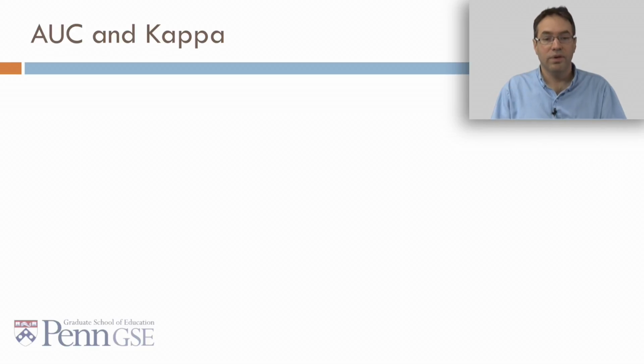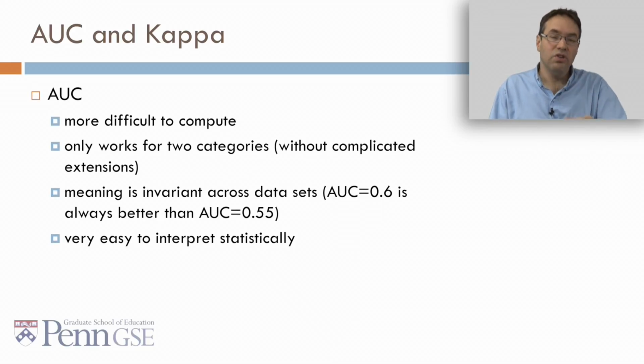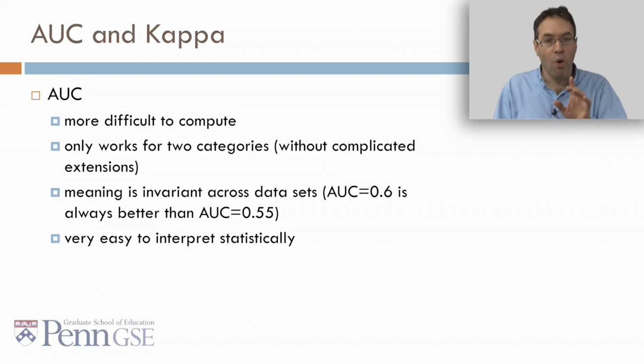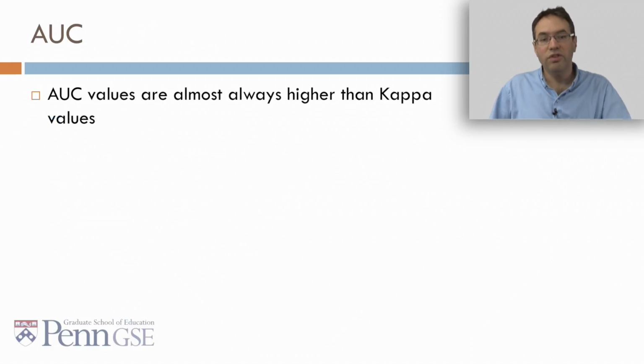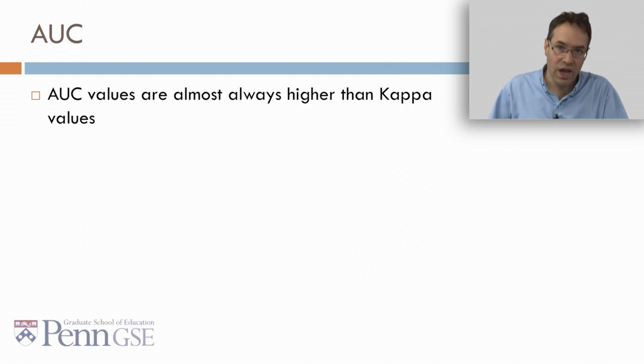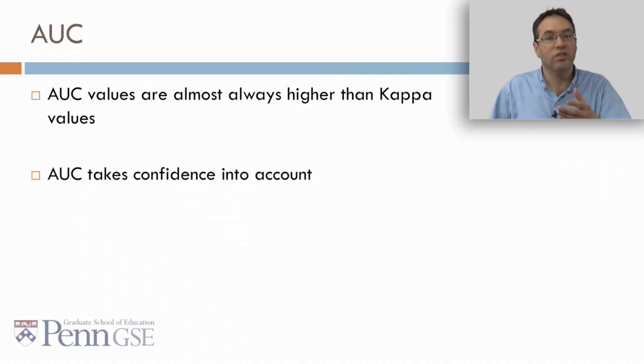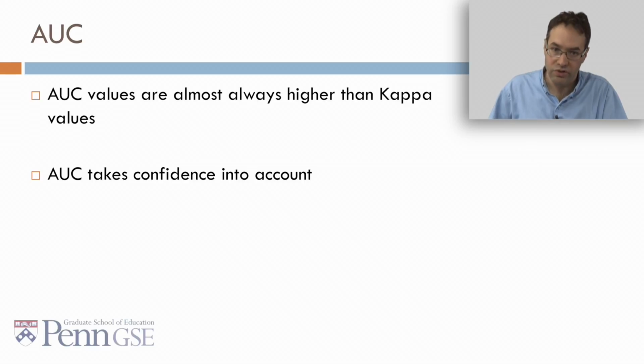AUC and kappa. Want to make a quick comparison. AUC is more difficult to compute, and it only works for 2 categories without complicated extensions. But it's got some benefits. First of all, the meaning is invariant across data sets. An AUC of 0.6 is always better than an AUC of 0.55, regardless of your data set. And it's easy to interpret statistically. You can even do statistical significance tests. AUC values are also almost always higher than kappa values. That's because AUC takes confidence into account and kappa doesn't.